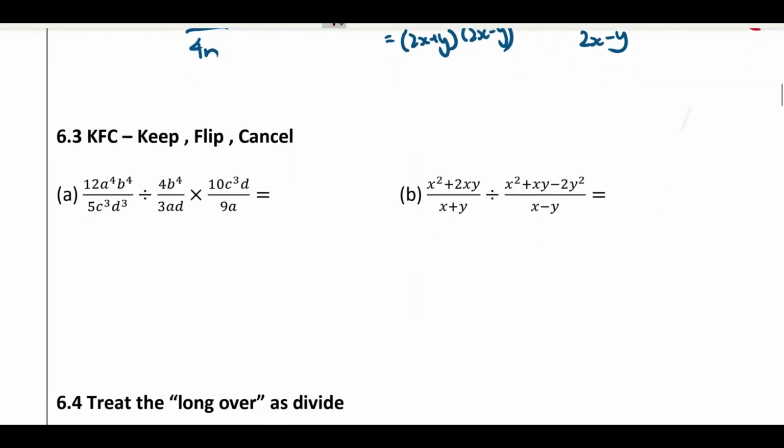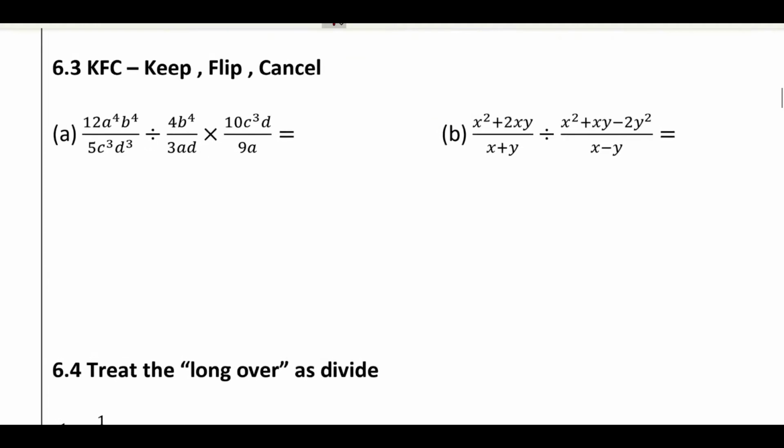Okay, next, this is what you learn in primary school, KFC. When you have 2 or 3 fractions with a divide sign, keep, flip, and cancel. The left one we always keep. Now we see this divide sign, it means that we flip.